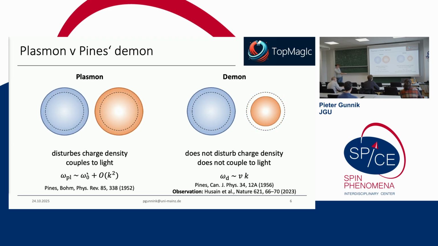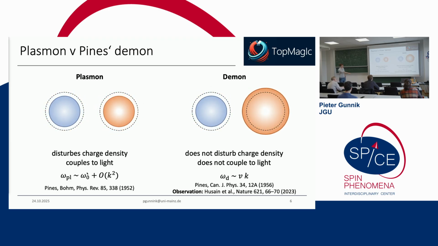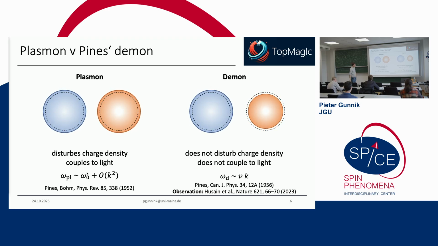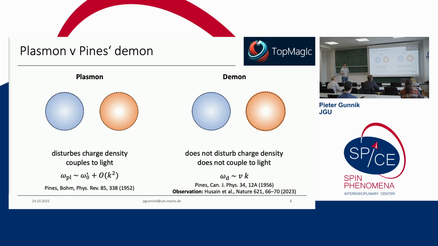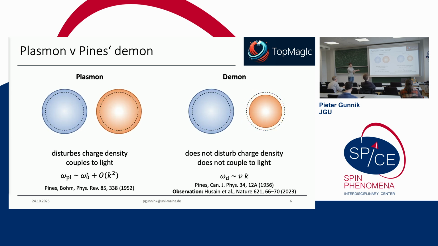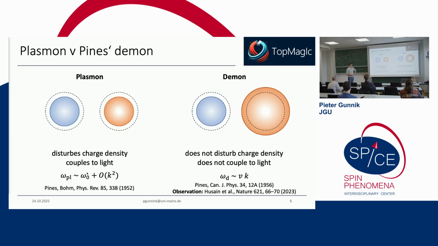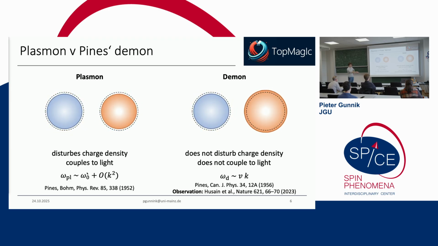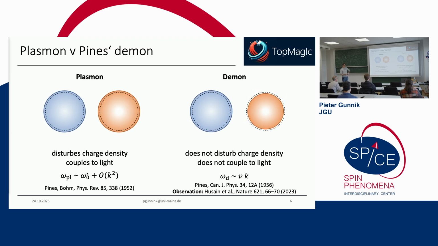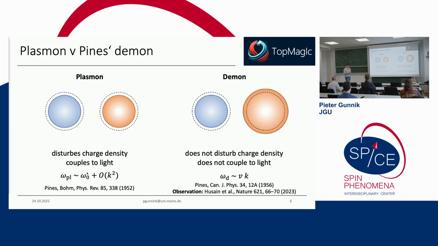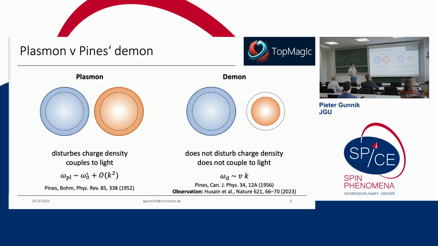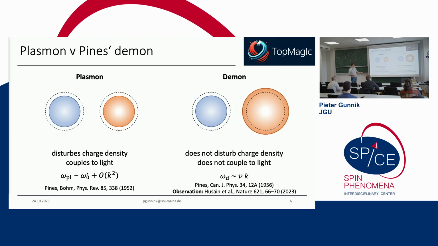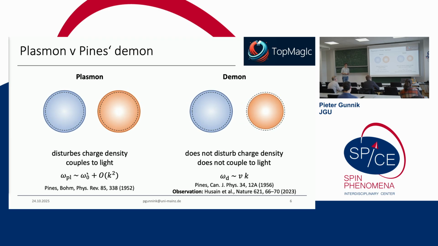So there was an observation in 23, which I don't think everybody agrees with, because you have to do some more complicated measurements and you have to make sure that your material consists of two bands which are sufficiently different. And then the main difference is that the demon has a linear dispersion, and it's gapless. This is why people also refer to these things as acoustic plasmons, right? Because it has this acoustic dispersion. So in 3D, this holds. Of course, in 2D, the plasmon dispersion is different, as a square root.